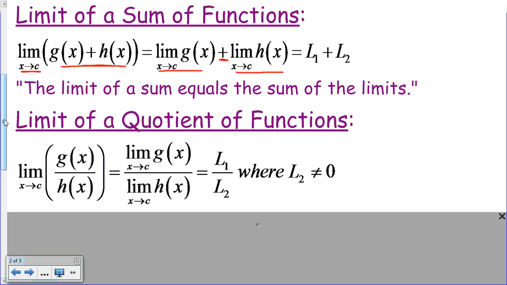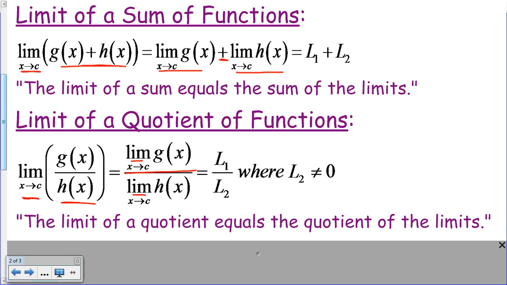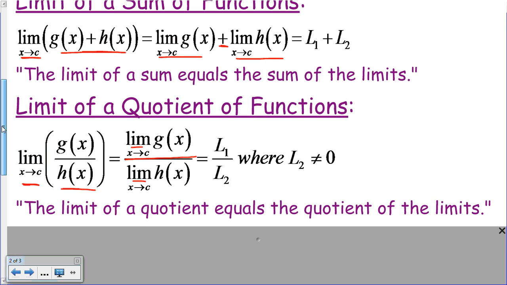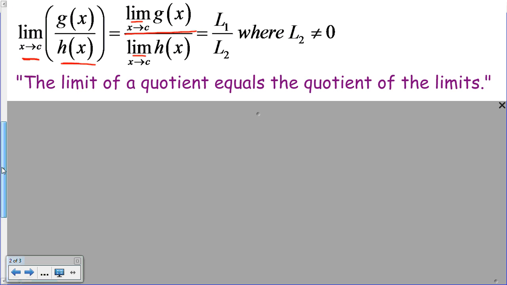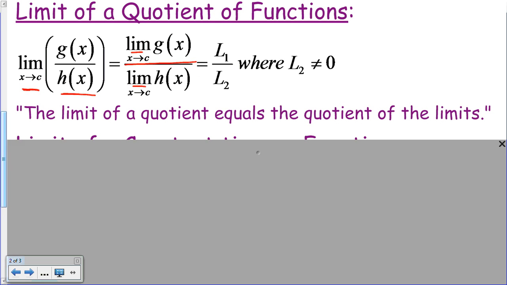So again, I have a limit of a quotient, and we're saying that's equal to this quotient of these two individual limits. Or again, put that in words, a nice way to remember that: the limit of a quotient equals the quotient of the limits. Okay, let's take a look at the next one here.